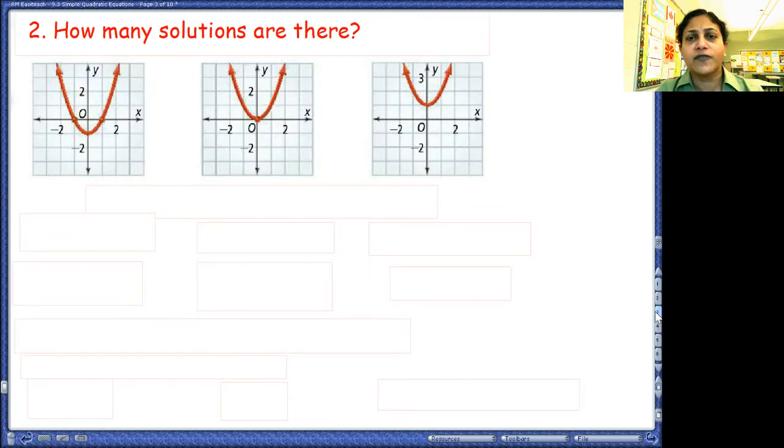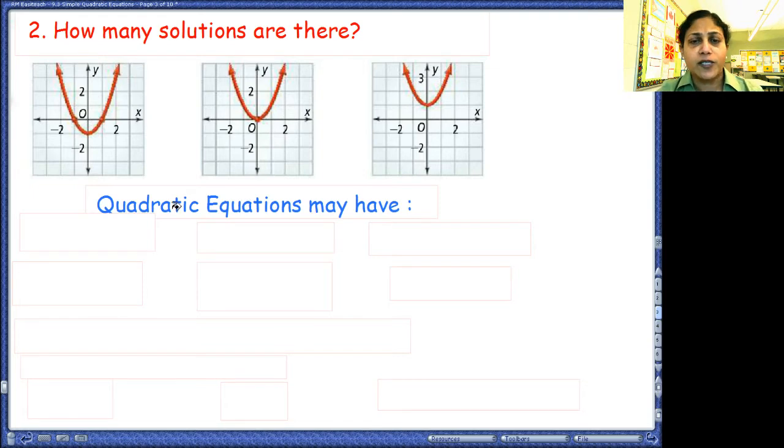So let's look at a few graphs and figure out how many solutions there are. A parabola can be placed anywhere on the coordinate plane. So quadratic equations may have, if you look at the first graph, two x-intercepts. We say there are two real roots. And in this case, the two real roots are at -1 and +1.